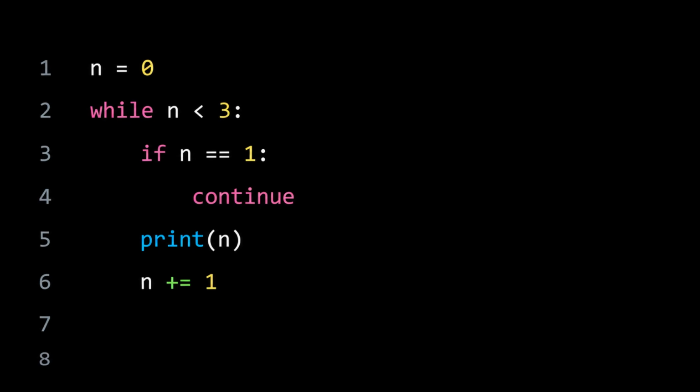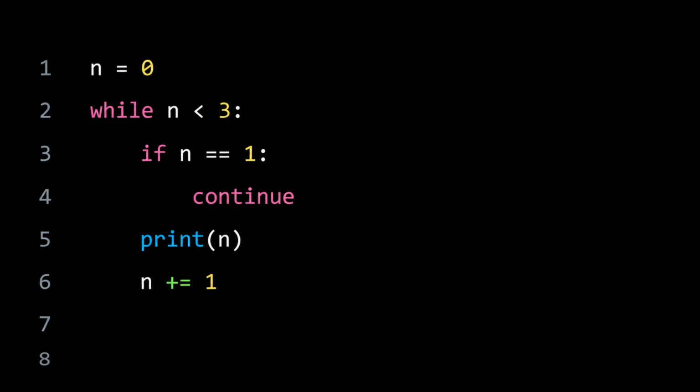Remember, if the condition is met and continue runs, everything below where the continue was defined is going to be skipped. It's just going to jump back to the top of the loop. So in this case, if we get to where n is equal to 1, n is not going to increment again. Everything below that condition will be skipped completely.